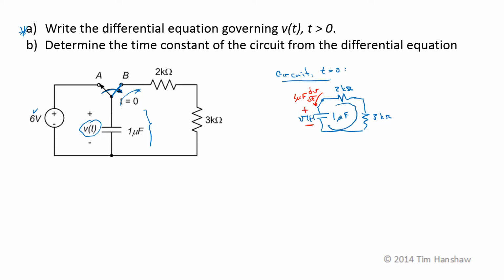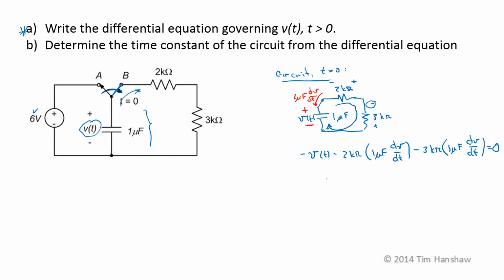So if I do KVL around this loop, I have a minus V of t for the capacitor voltage. If current is going in this direction, then my passive sign convention says that that's positive and that's negative, so it's a minus 2 kilo ohms times 1 microfarad dV dt. So the current through the 2 kilo ohm resistor, minus terminal first on the 3 kilo ohm resistor, so 3 kilo ohms times the capacitance, 1 microfarad, times the derivative of the capacitor voltage with respect to time. That brings us back to our starting point, so that all sums to 0.